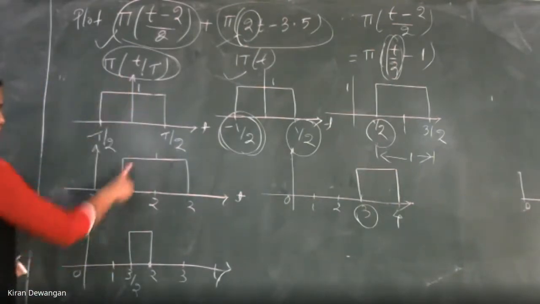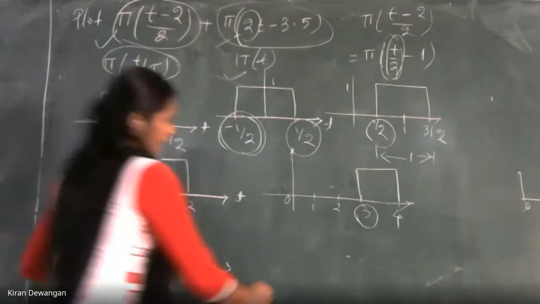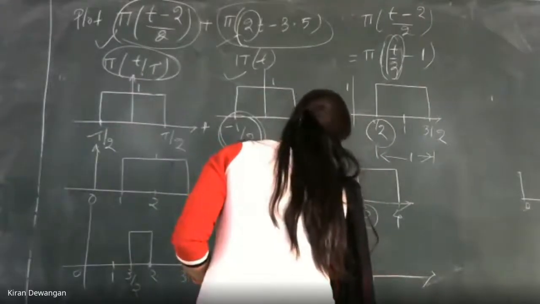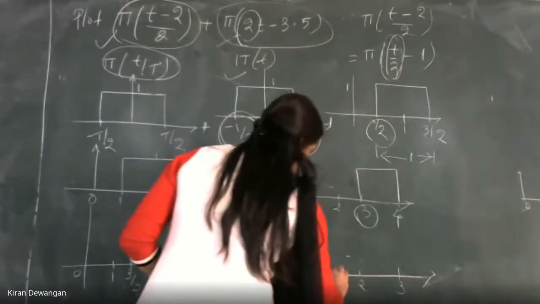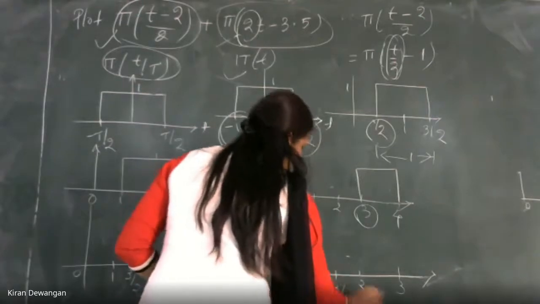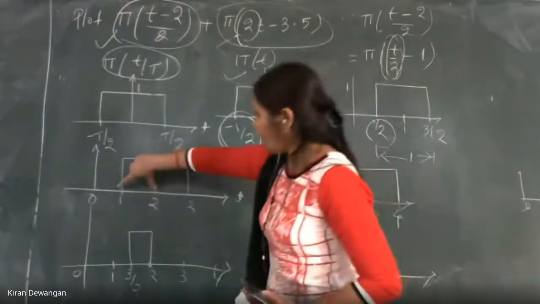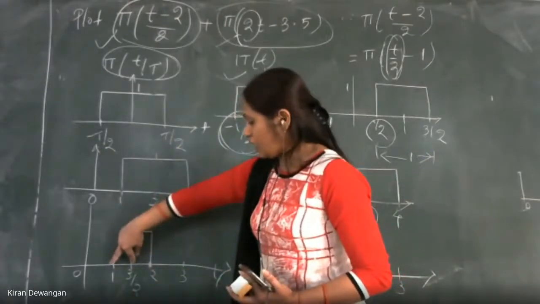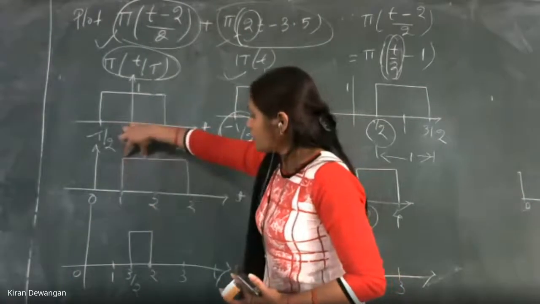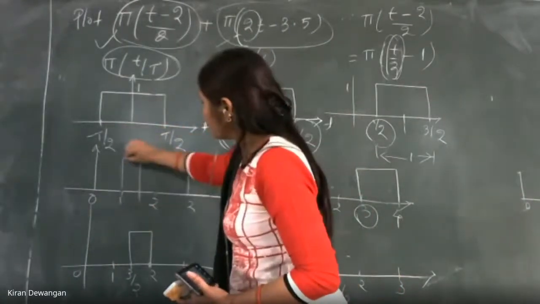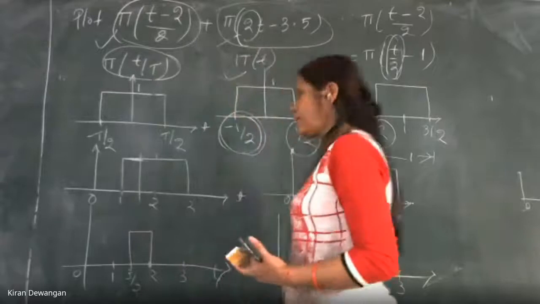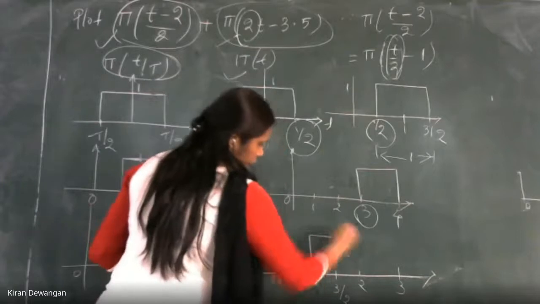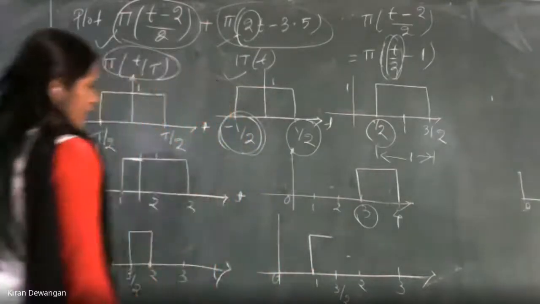Now we have to add these two signals. अब दोनों को हमें ऐड करना है. When we are adding these two, 0 1 2 3. Here we have 3 by 2. ठीक है. Now in between 1 to 2 we have 3 by 2 also. तो 1 से 3 by 2 तक ये तो 0 है. But ये 1 से 3 by 2 तक this value is 1. So it will be 1 till 3 by 2.